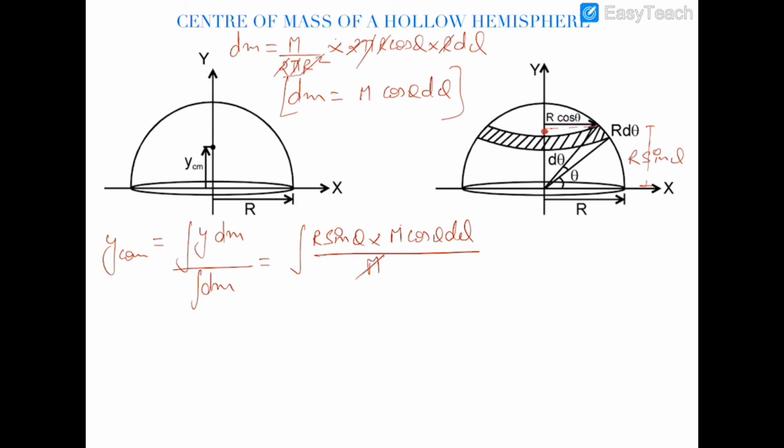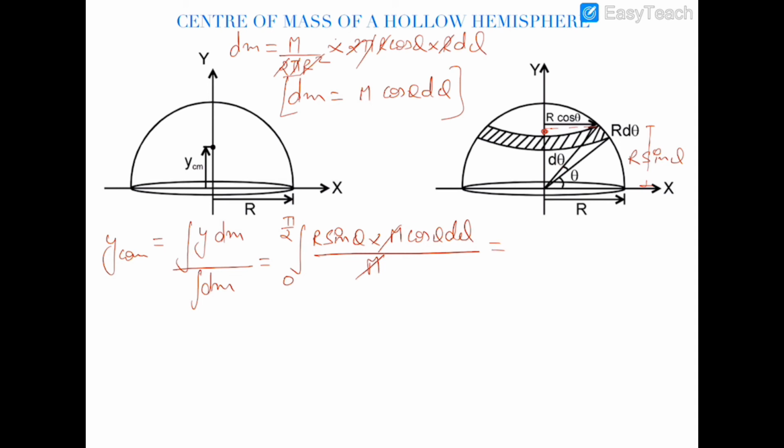Now cancelling this m with m, the limit of theta will be from 0 to 90 or pi by 2, because the largest elemental ring will be at the base, and for that ring this angle theta will be 0, and the smallest elemental ring will be at the top, and for that ring this angle will be 90.